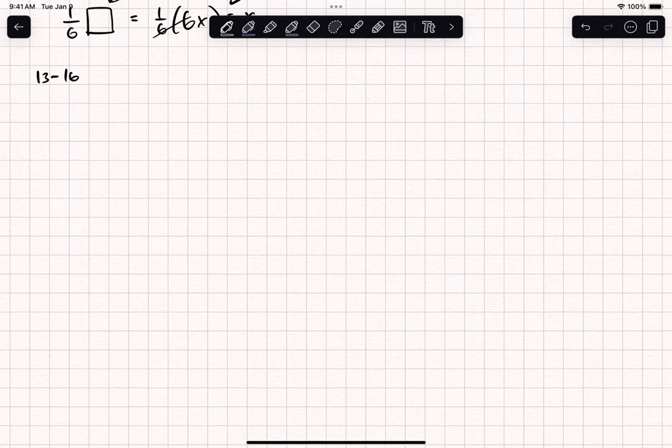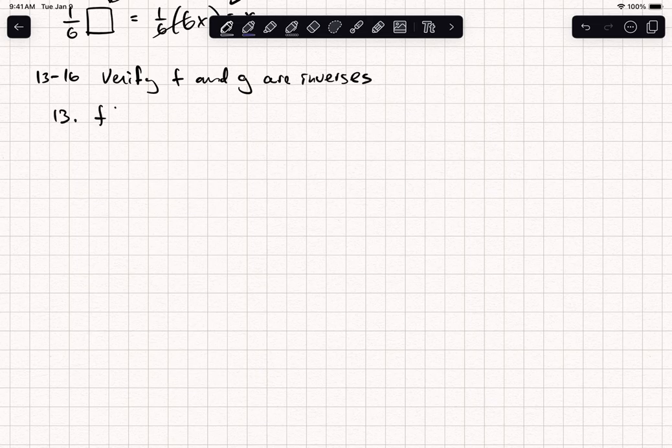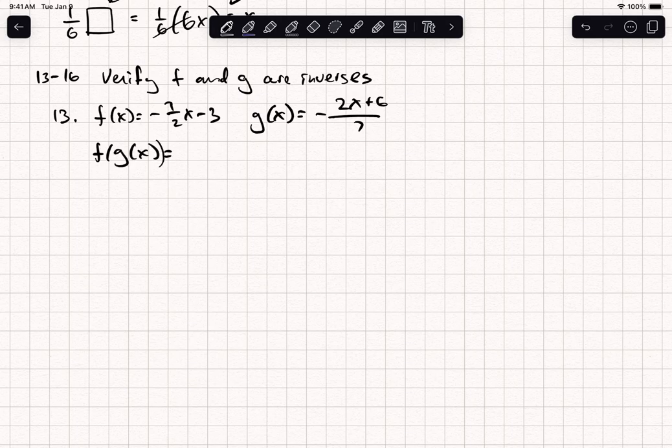For 13 through 16, verify f and g are inverses. For 13, f of x is minus 7 over 2x minus 3, and g of x is minus 2x plus 6 over 7. So to verify this, I have to show that f of g of x equals x and g of f of x equals x.